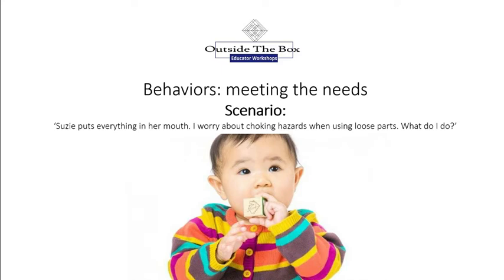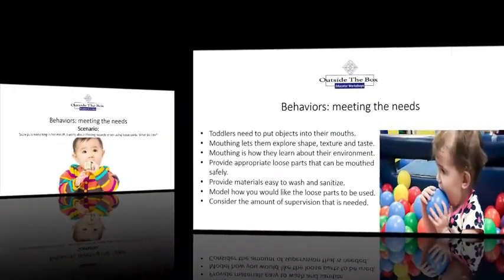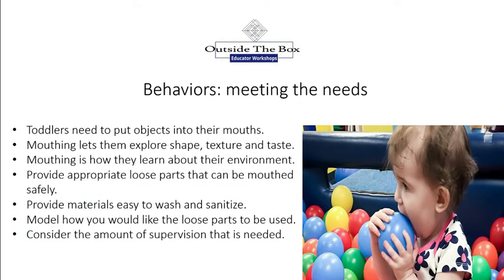Here's a scenario. Susie puts everything in her mouth. I worry about choking hazards when using loose parts. What do I do? So let's talk about the development. Toddlers need to put objects into their mouths. Mouthing lets them explore shape, texture, and taste. Mouthing is how toddlers learn about their environment.